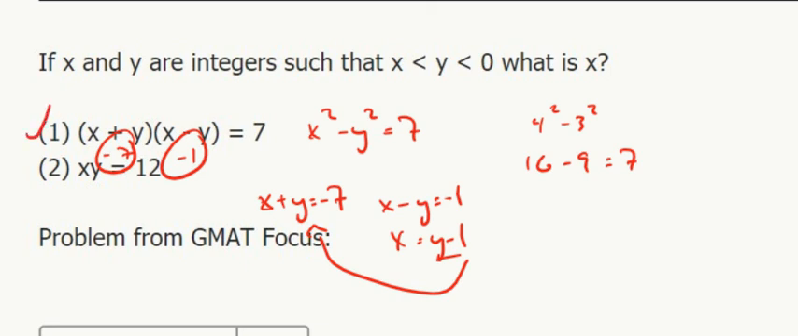Okay. Number 2 tells me xy equals 12, but there's different combinations that get there. That's not that complicated. Negative 2 times negative 6, negative 3 times negative 4. That's not sufficient. 1 only.